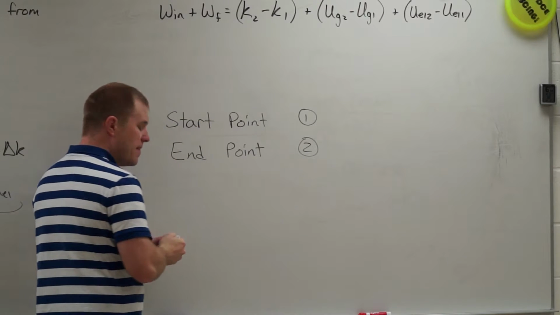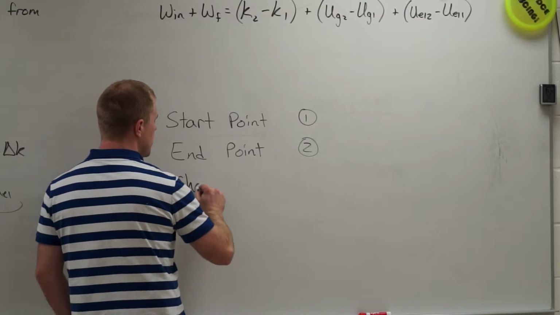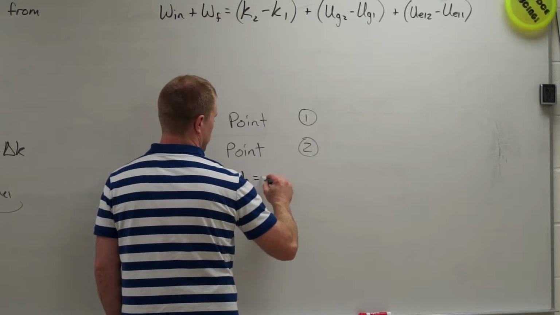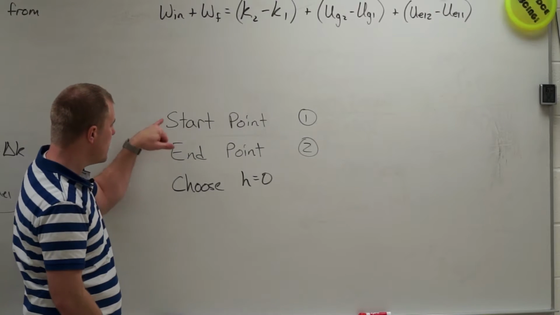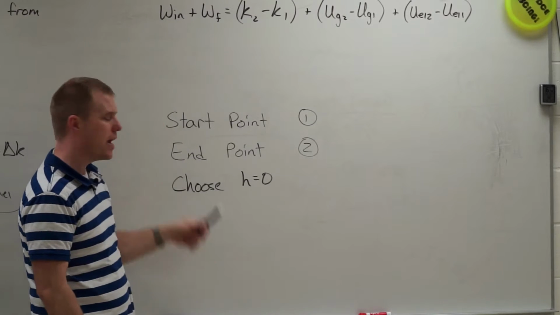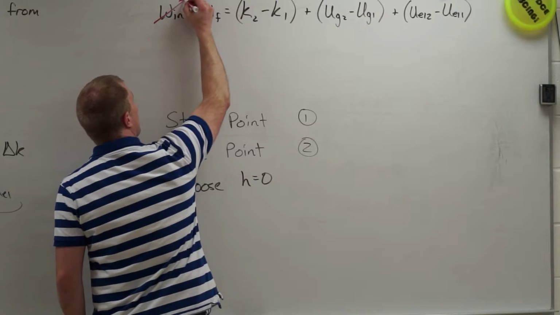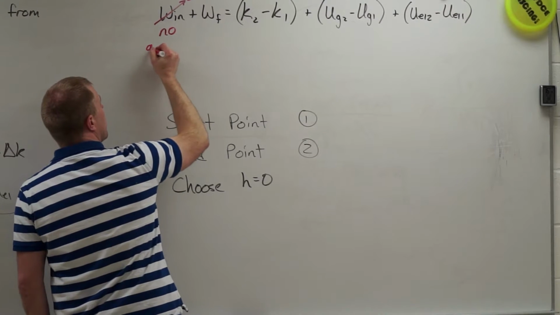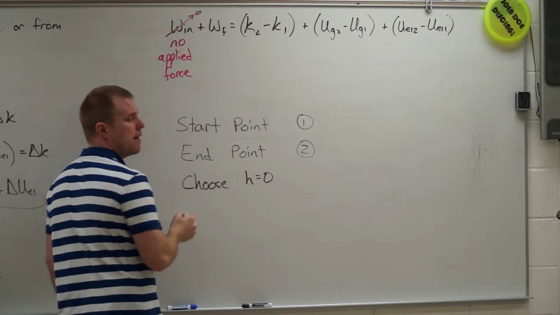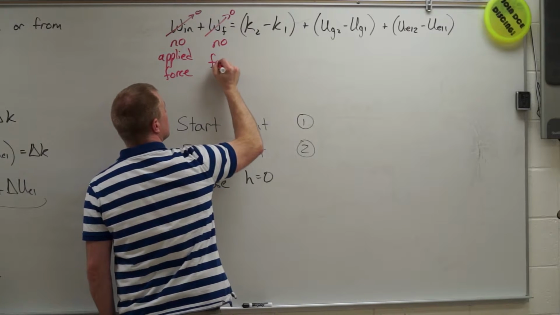Okay? The other condition I need to have here when I set up this problem is I need to choose where is my reference height. Where is height equals 0? Okay? So once I've made these three choices, now I can start to reduce my equation into something a little more usable. So I would cross out work in if there was no applied force. I would cross out work done by friction if there was no friction.